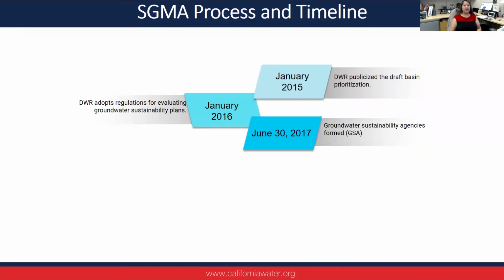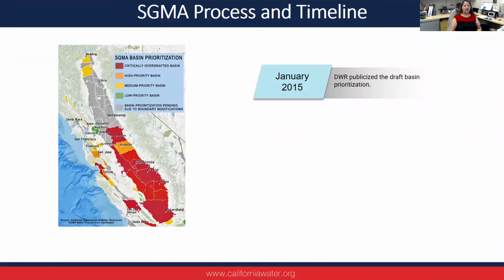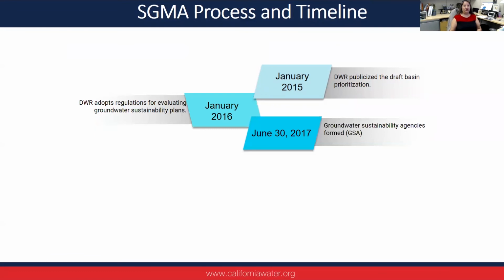In 2016, DWR adopted regulations for evaluating groundwater plans. So each of those areas, let me go back, each of these areas was a basin, and within each of those basins, groups were created that are called groundwater agencies. And these agencies were to develop a plan on how that area, or that basin, that group's geographical area, was going to be sustainable and have their sustainability plans.